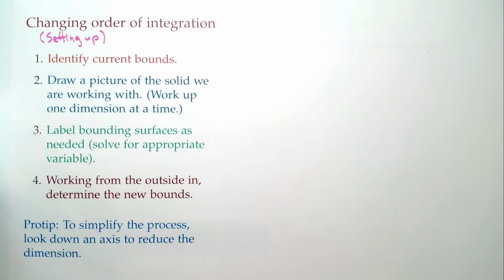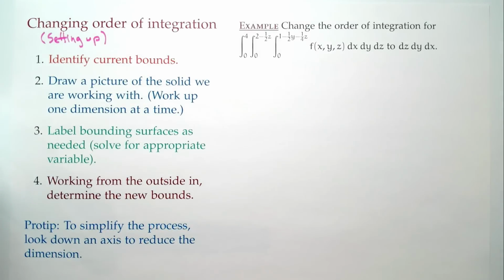And there's a tip here on the bottom. If you want to simplify the process, in particular in the last step, step 4, look straight down an axis. And you'll be able to reduce the dimension. It simplifies the problem. We'll talk about what that means as we go through and do some examples. And hopefully, we have enough time to get through 2 examples, if we're lucky. Although I have about 4, so we have time next time. Next time, we'll get to practice more.